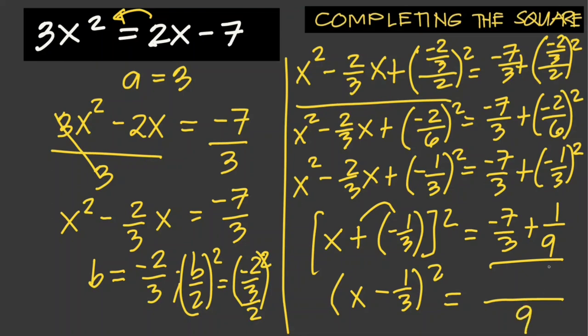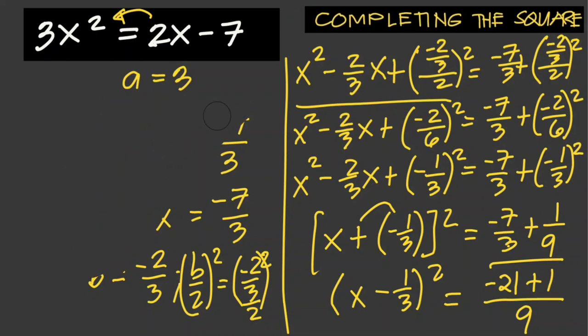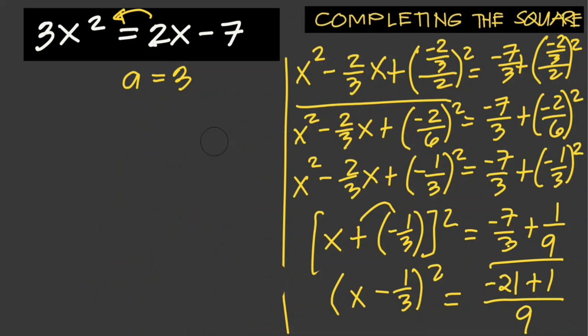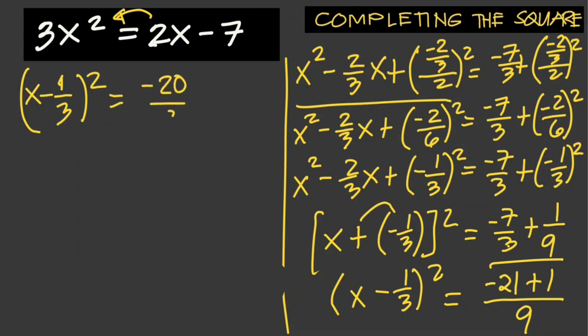We get the LCD, which is 9. 9 divided by 3 is 3 times negative 7 is negative 21 plus 1. Okay, so that is x minus 1/3 squared is equal to negative 21 plus 1 is negative 20 over 9, and then we get the square root of that. So square root of both sides, so this would just be equal to x minus 1/3.